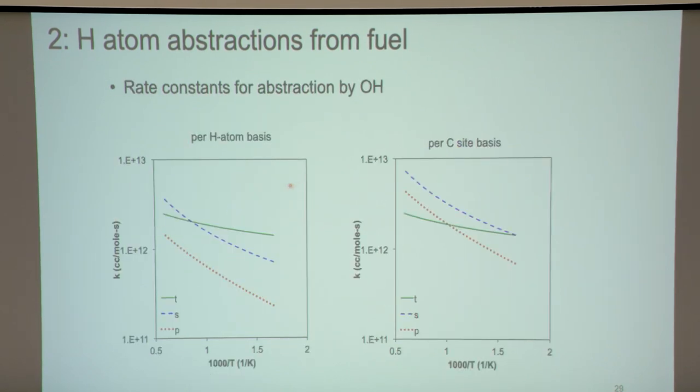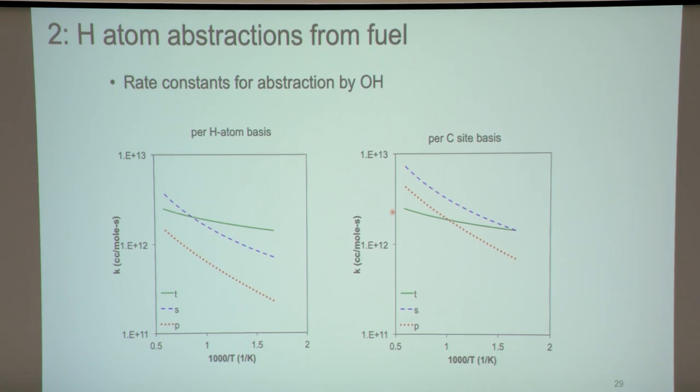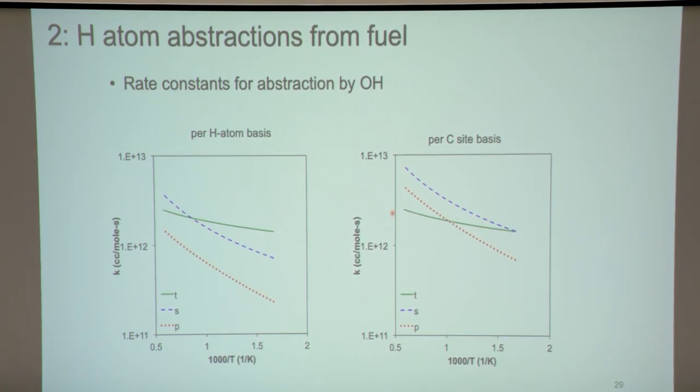And what do the rates look like? Well, this is a rate, for example, the rate constants from OH. On a per H atom basis, if you're to pull off a hydrogen from a tertiary site, you could see it's very fast. Yeah? But then as temperature increases, secondary sites start catching up. And primaries, well, primary, we said, has the highest bond dissociation energy, so they're the weakest hydrogens to pull off. But remember, on a per carbon site basis, we have three hydrogens on a primary, two hydrogens on a secondary, and one hydrogen on a tertiary. So we have to multiply all these rates by three for primary, two for secondary, and one for tertiary. So actually, then you start to see all of these can be quite competitive with each other. So you should include them all in the model.